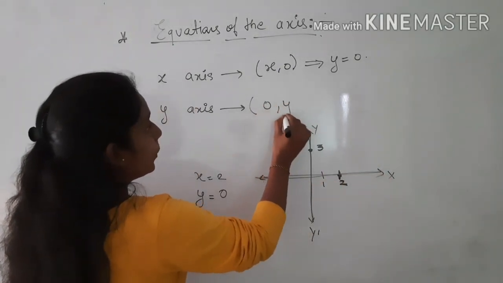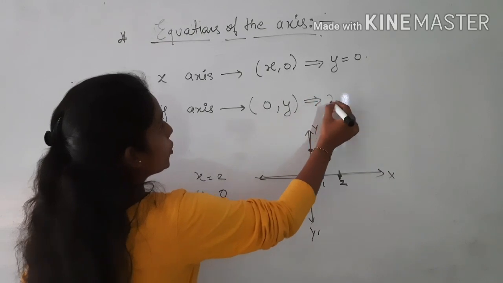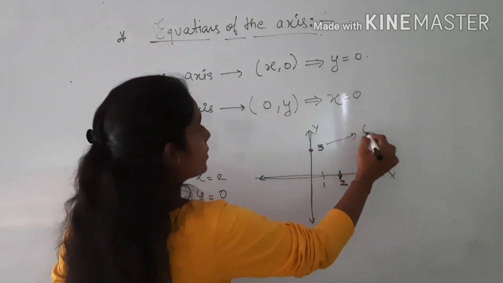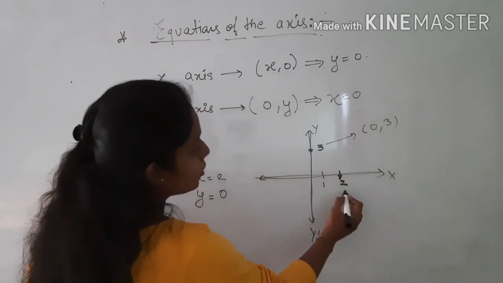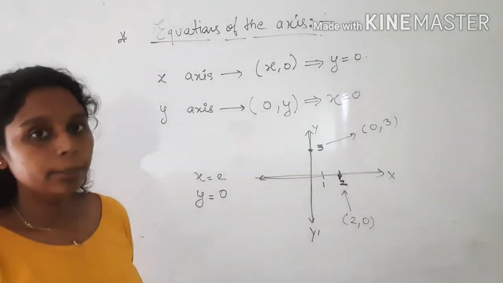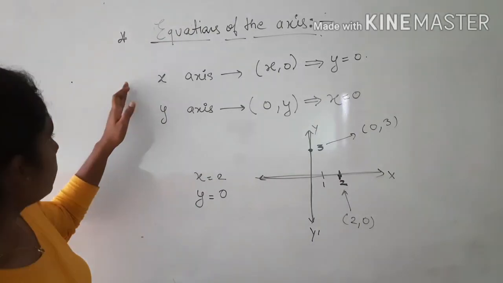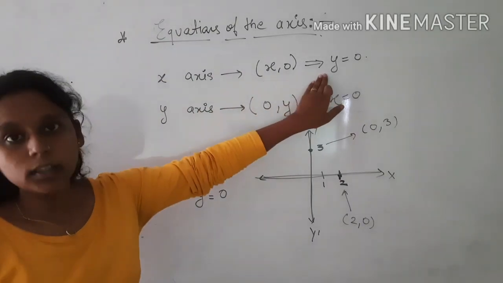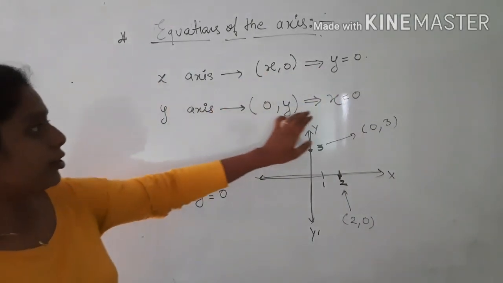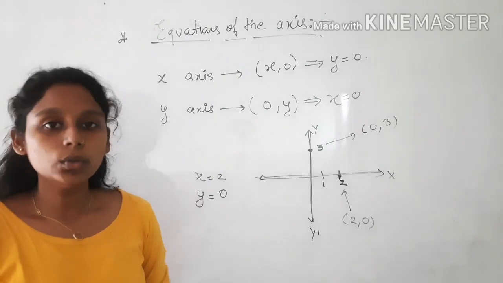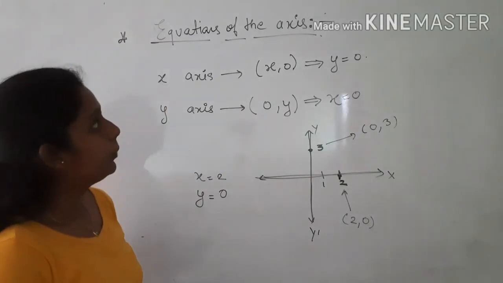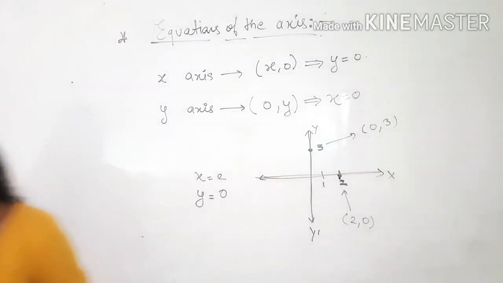So it will be (0, y). So the equation becomes x is equal to 0. How will we write this? (0, 3). How will you write this? (2, 0). Okay. So if you are asked what is the equation of the x-axis, then it becomes y is equal to 0, and if asked what is the equation of the y-axis, then it becomes x is equal to 0. You may note both the equations down with examples. It will be easy for you to understand.